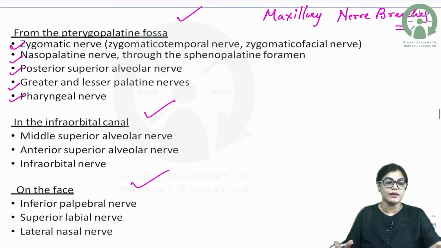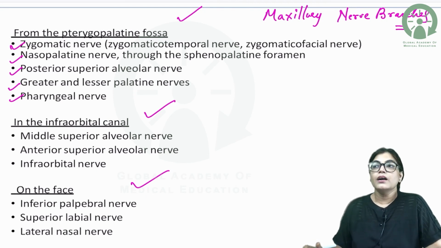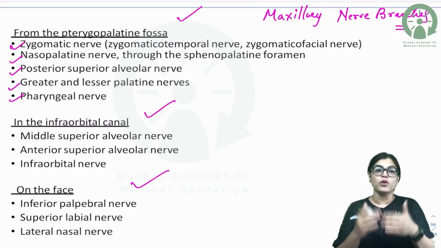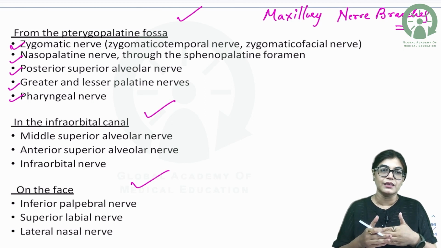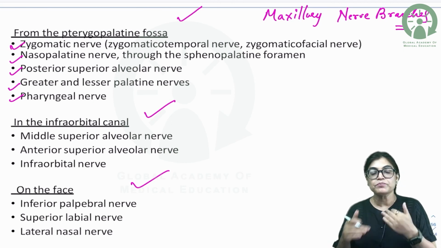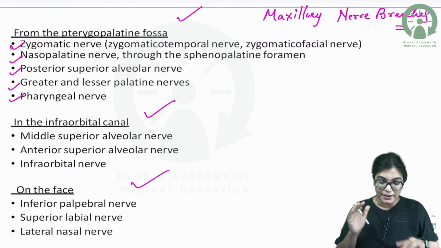What is maxillary nerve? Maxillary nerve is the second division of trigeminal nerve. Already talked about ophthalmic nerve. When I am talking about maxillary nerve, from the pterygopalatine fossa, it gives following branches: zygomatic nerve, which again divides into zygomaticotemporal and zygomaticofacial; pharyngeal, greater and lesser palatine, posterior superior alveolar and nasopalatine.